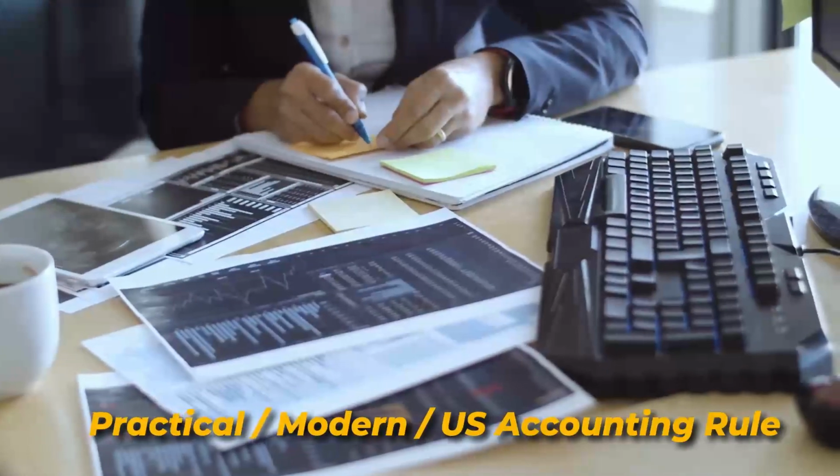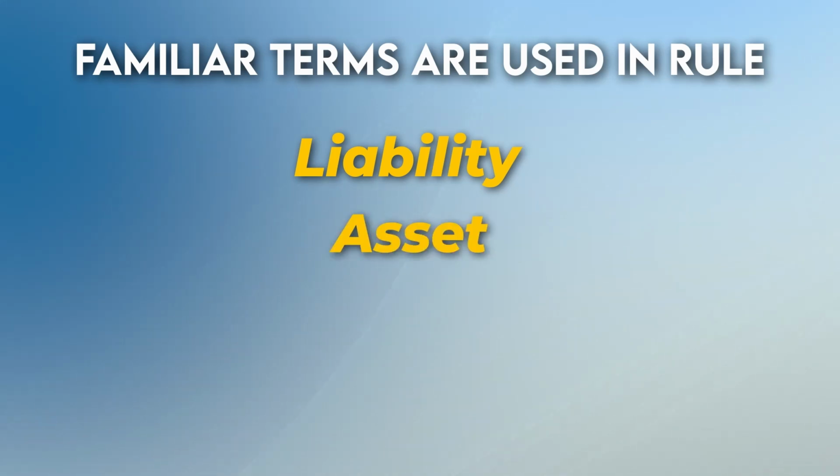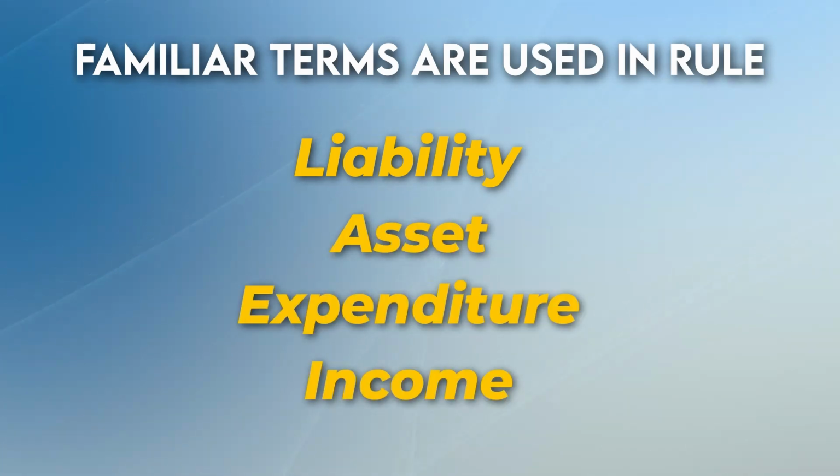or practical accounting rule. Before we get into the actual rule under US accounting rule, let us understand why we have to follow US accounting rule and why not golden accounting rule. There are very good reasons for it. Number one, terms used under US accounting rule are very familiar and simple, such as liability, asset, expenditure, income. Anybody can understand the meaning of these terms, right?